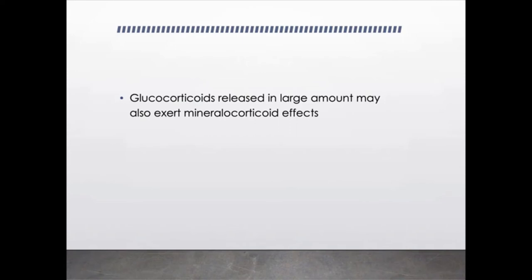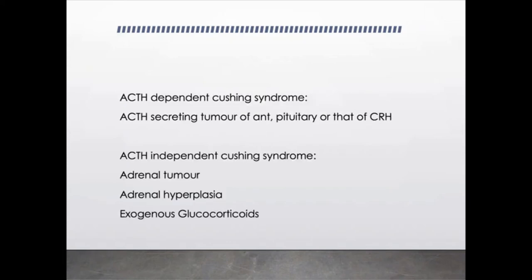Now keep in mind, we have already discussed that glucocorticoids do have mineralocorticoid activity, but normally they are released in an optimum amount. If there is abnormal release of the glucocorticoid, it can also exert a mineralocorticoid effect. We can divide Cushing syndrome into two types: ACTH dependent Cushing syndrome and ACTH independent Cushing syndrome. ACTH dependent is where the ACTH secretion is increased, either if there is a tumor of the anterior pituitary, obviously a tumor of the ACTH secreting cells will lead to more ACTH, or if there is more CRH.